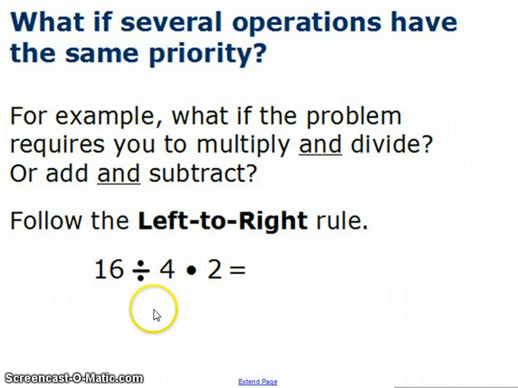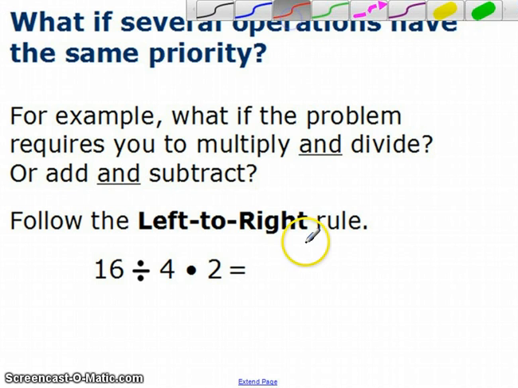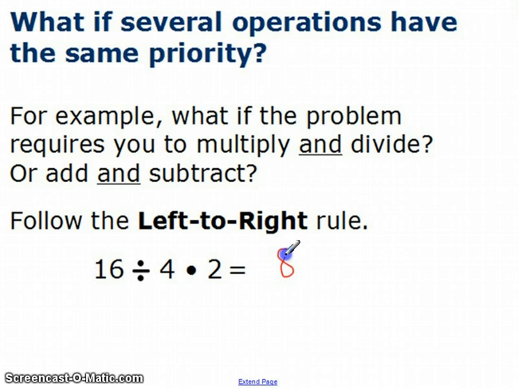Following the left to right rule, 16 divided by 4 times 2. Admittedly, in the word PEMDAS, M, multiplication, does come before D, but that doesn't matter in this case because, like I said before, multiplication and division work left to right. 16 divided by 4 is 4, and 4 times 2 is 8. That's the right answer.